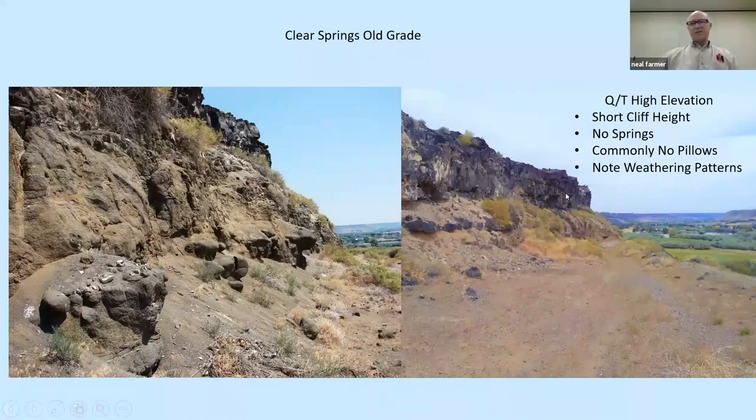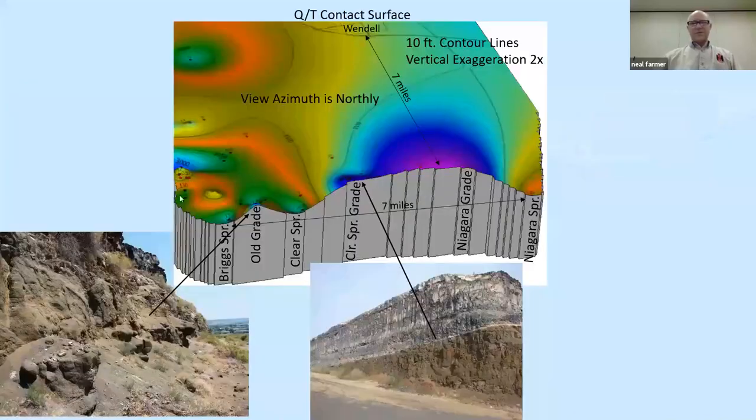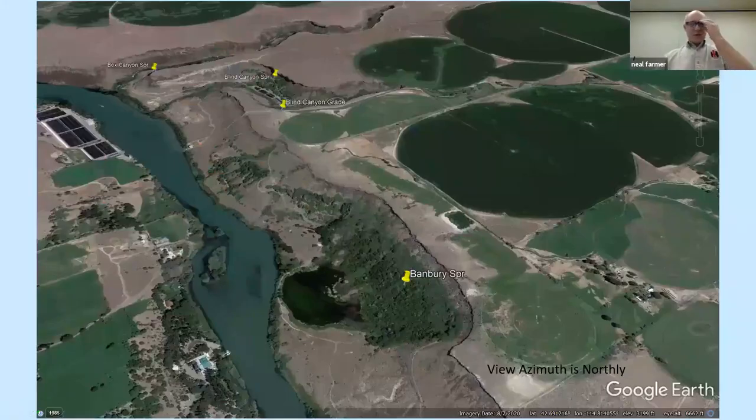And here again, very short quaternary geology on top. And this is the tertiary basalt underneath, and they weather much differently. So we start looking at the model and comparing them. This outcrop is located at real high QT contact, and this outcrop here is located at real low QT contact. And Clear Springs is located in a low, and Niagara Springs in a low. We'll look at Banbury Springs and Blind Canyon and Box Canyon here in the next few slides.